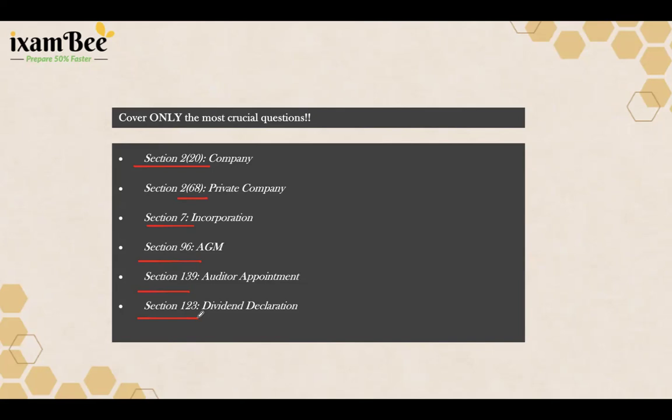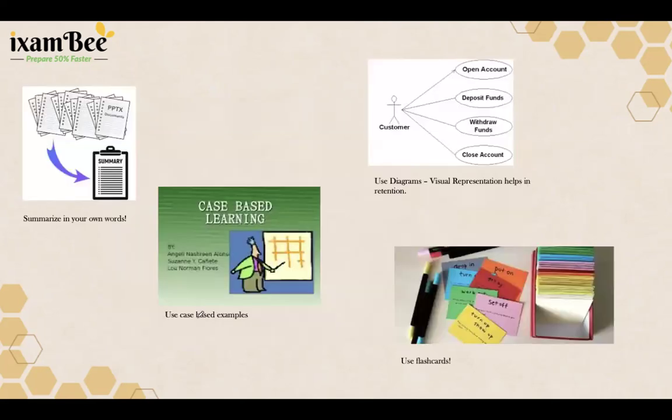Now, here are some bonus tips to make your preparation smoother. One thing that has worked for me a lot many times is basically writing a paragraph summary for each chapter in your own words, right? Then another thing is using diagrams. Use diagrams like showing the hierarchy of meetings like board, AGM, EGM, etc.